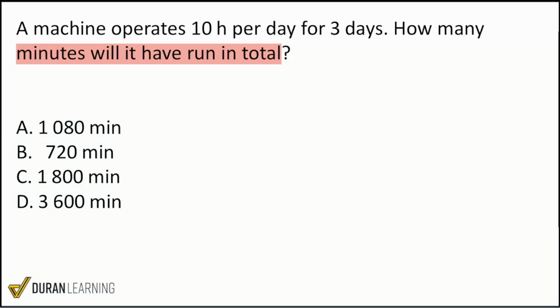So we're not doing 24 hours times 3, everybody. We're not doing that. Notice that it says that the machine operates for 10 hours a day, not all 24 hours in a day, but only 10. So on day 1, 10 hours. Day 2, 10 hours. Day 3, 10 hours. Everybody, before we can get to how many total minutes, how many total hours is that? Yeah, 3 groups of 10, that's going to be 30 hours. We have 30 total hours.